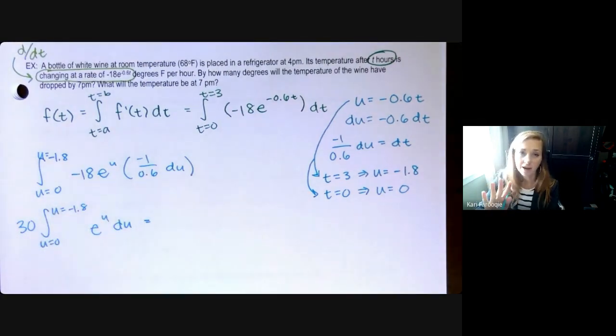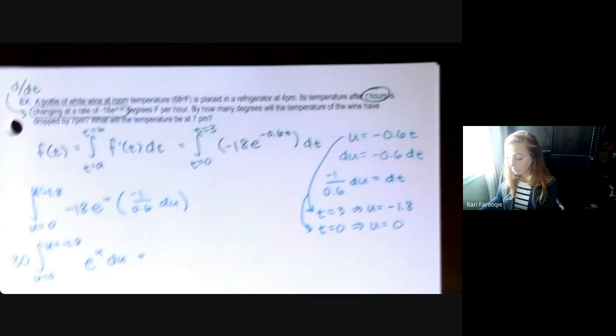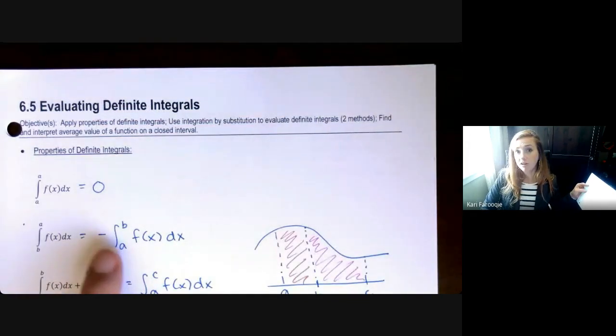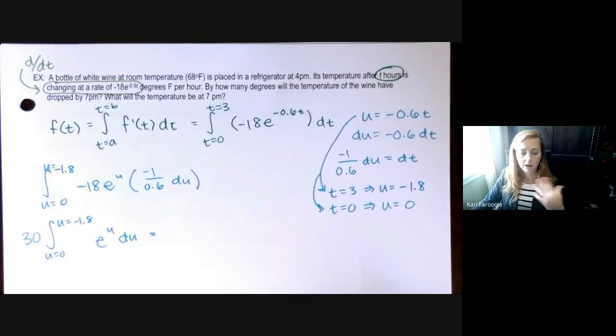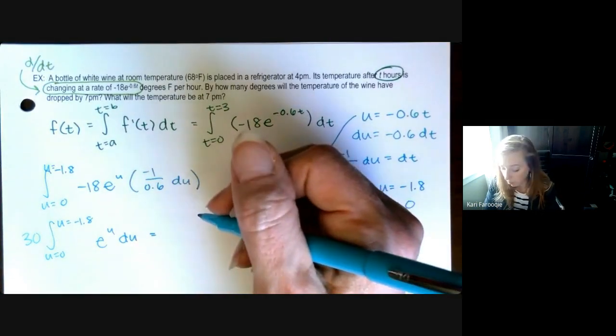You don't have to use the property, I just like to use it. I want to take the smaller value and make it the lower limit of integration. To do that, I'm going to use this property that says I can multiply by negative and switch the limits of integration. Again, you don't have to. I just want to show you how you would use this practically in a problem.